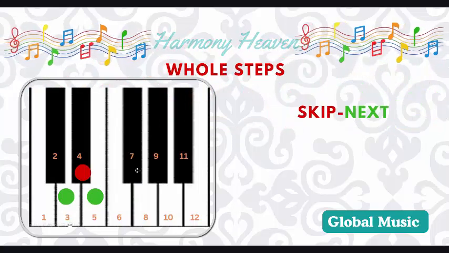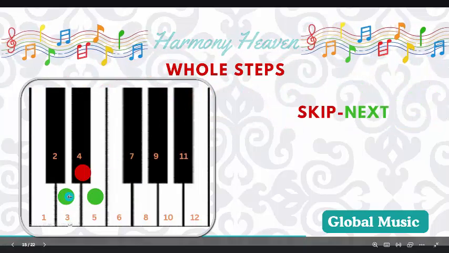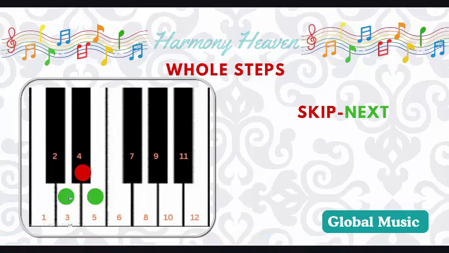Let us take one more example. If we are on D, the whole step will be to skip the next note and then take the next one. So skip and next. So this is a whole step. A whole step always has a note in between.